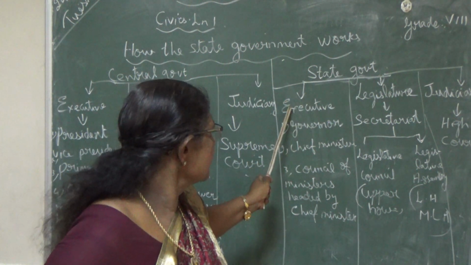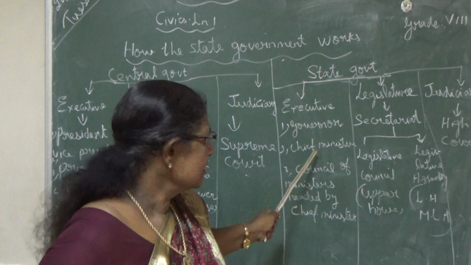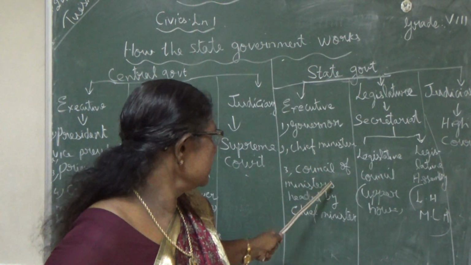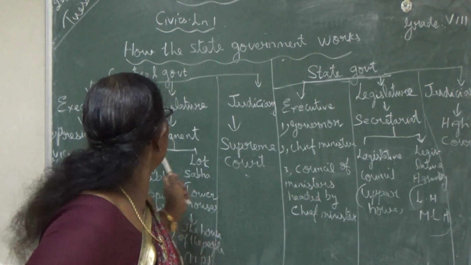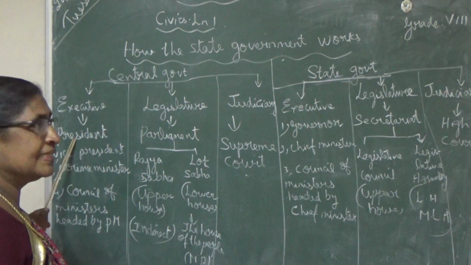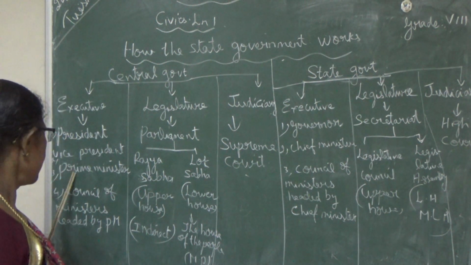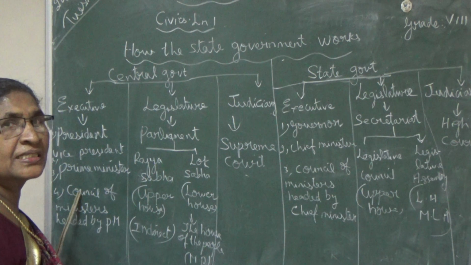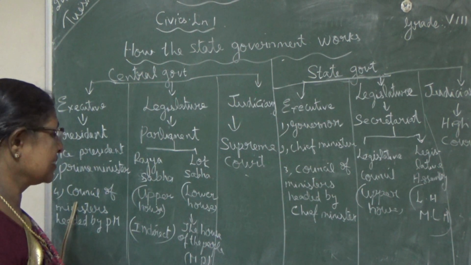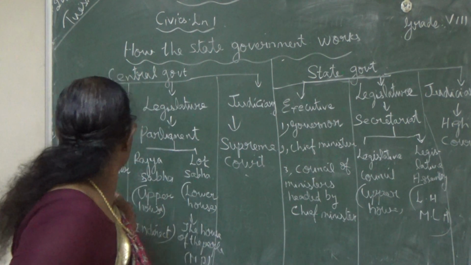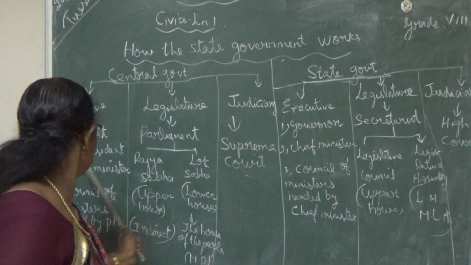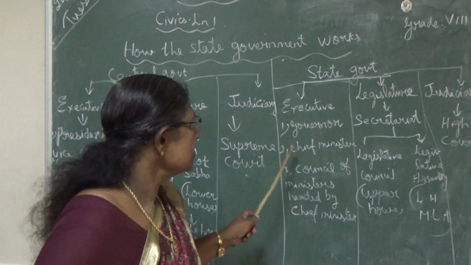So here we have the governor, chief minister, and council of ministers headed by the chief minister. But in the central government, it is the president, vice president, prime minister and council of ministers headed by the prime minister. So here, instead of the president, the governor; and instead of the prime minister, we call the chief minister.